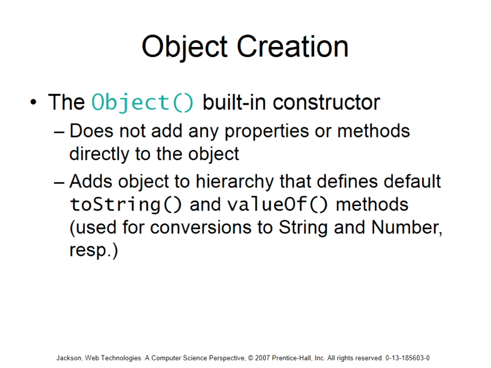So the Object constructor is built in, provided by JavaScript. It does not add any properties or methods directly to the object, and adds the object to a hierarchy that defines default toString and valueOf methods. That means when we create an object, I can use the methods toString and valueOf directly.